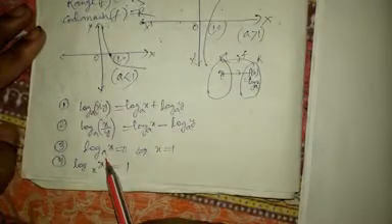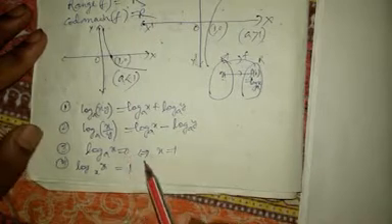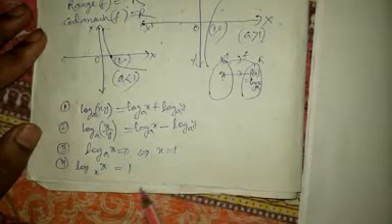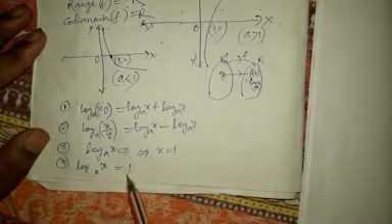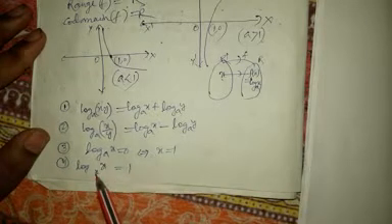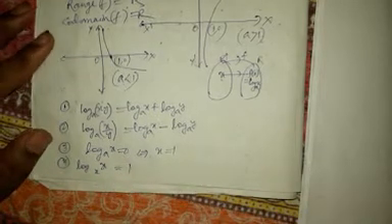Log x base a is equal to 0 implies x is equal to 1. Log x base x is equal to 1, because when the base and the number are the same, it becomes 1.